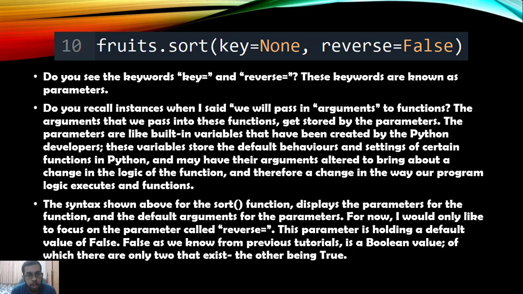bring about a change in the logic of the function and therefore a change in the way our program logic executes and functions. The syntax shown above for the sort function displays the parameters for the function and the default arguments for the parameters. For now, I would only like to focus on the parameter called reverse is equals to. This parameter is holding a default value of false. False, as we know from previous tutorials, is a Boolean value of which there are only two that exist, the other being true.